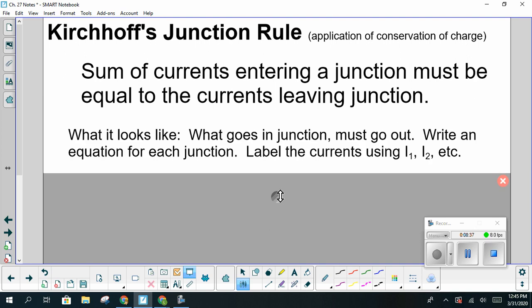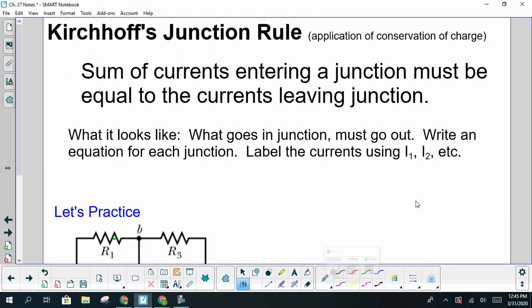And so what this looks like is whatever goes into a junction must go out. We write it, and we want to label the currents as current 1, current 2, current 3. So let's go ahead and identify that for this next setup.